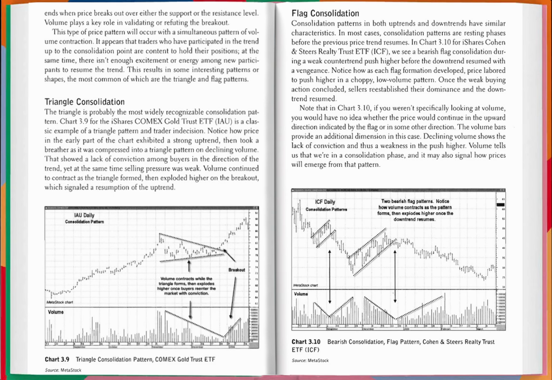Notice how as each flag formation developed, price labored to push higher in a choppy, low-volume pattern. Once the weak buying action concluded, sellers re-established their dominance, and the downtrend resumed. Note that in Chart 3.10, if you weren't specifically looking at volume, you would have no idea whether the price would continue in the upward direction indicated by the flag or in some other direction. The volume bars provide an additional dimension in this case.